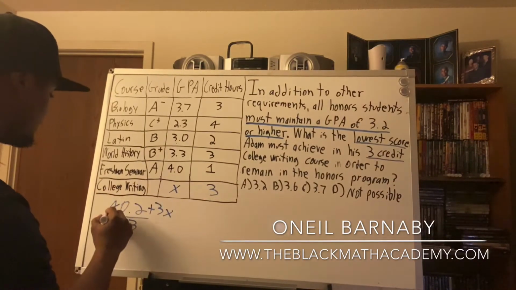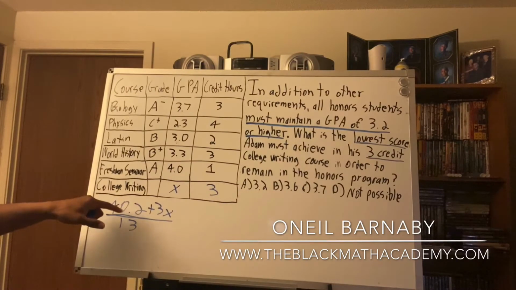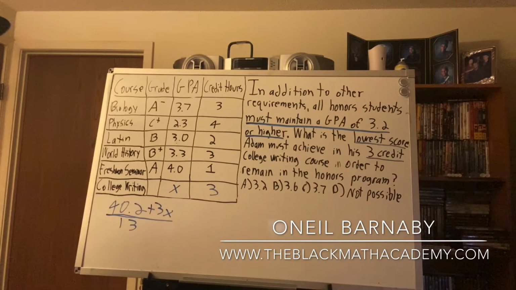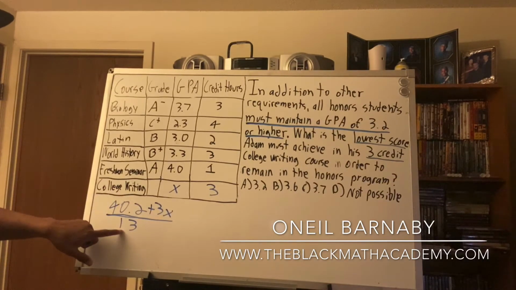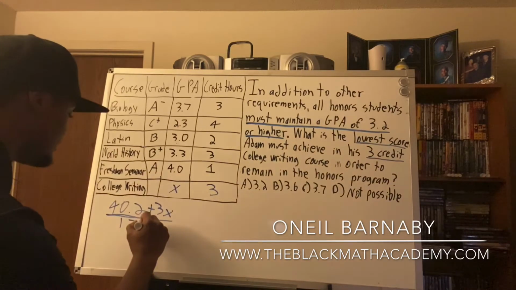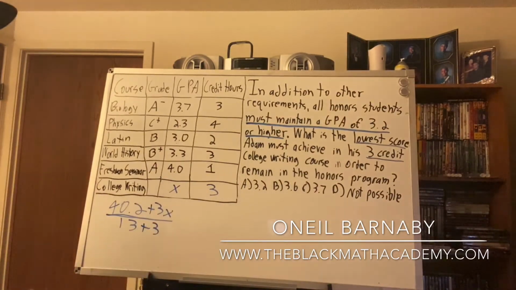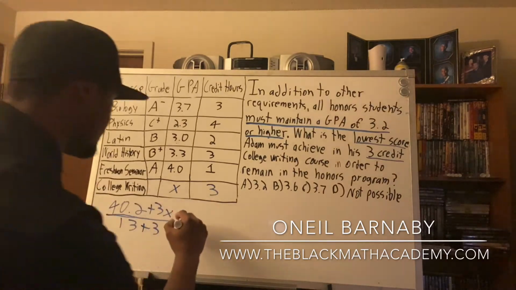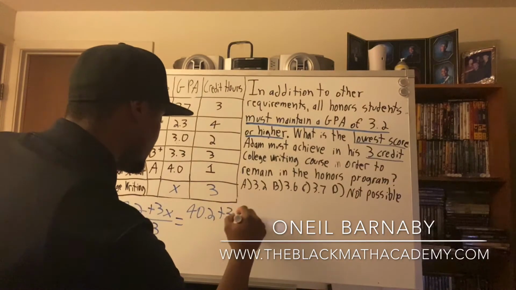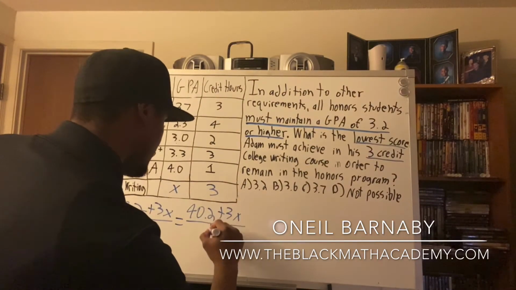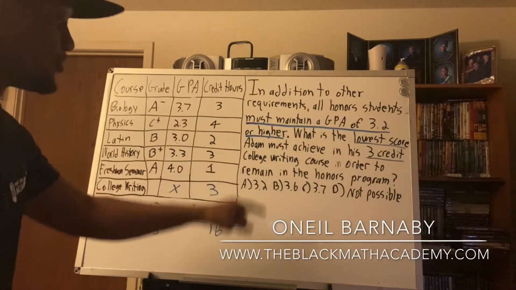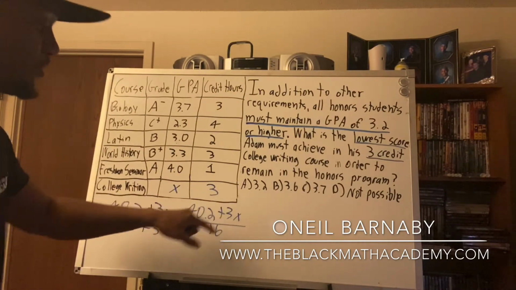So we're going to add that to what we already know, 40.2, the sum so far, plus 3x, his ultimate sum. And 13 was how many credit hours he had so far, but now we have that same class, that 3 hours, so we're going to add that to the total here. And if you combine all this information, you end up getting 40.2 plus 3x over 16. So this is how you're going to set up the problem so far, 40.2 plus 3x over 16.